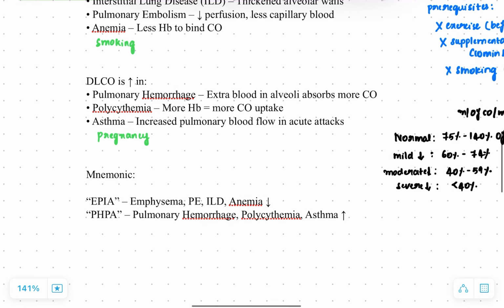We can remember this by the mnemonic EPIA for the decrease in the DLCO: emphysema, pulmonary embolism, interstitial lung disease and anemia. And PHPA for the increase in the DLCO: pulmonary hemorrhage, polycythemia and asthma.